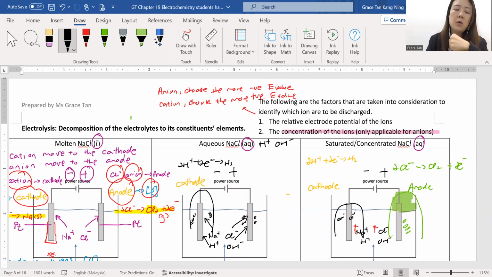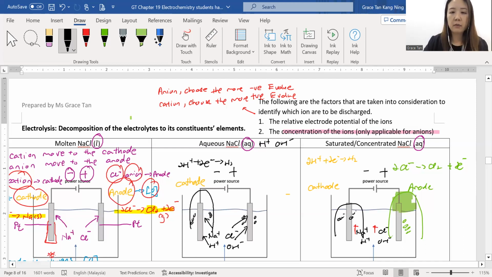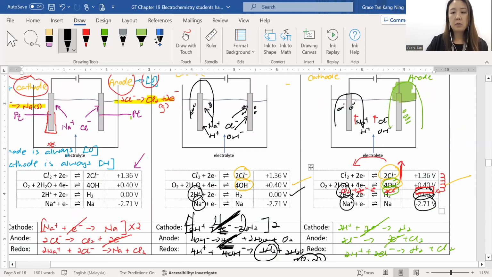Now lastly, when you want to play concentration, concentration only affects the anion, and you need to use the Le Chatelier principle to counteract the high concentration of the anion. Please be reminded that high concentration of cation is not applicable. We don't play with high Na+, or any form of ions, in making our decision on which ion to discharge. Hope that helps you to clarify.